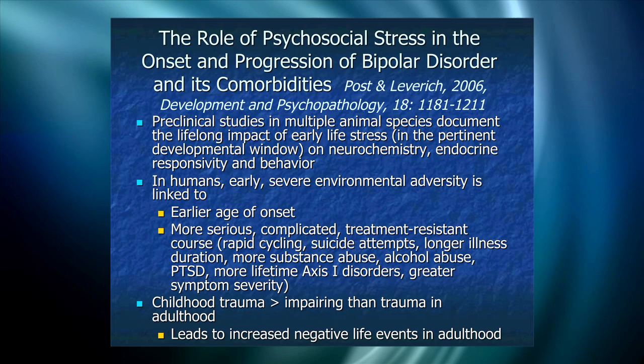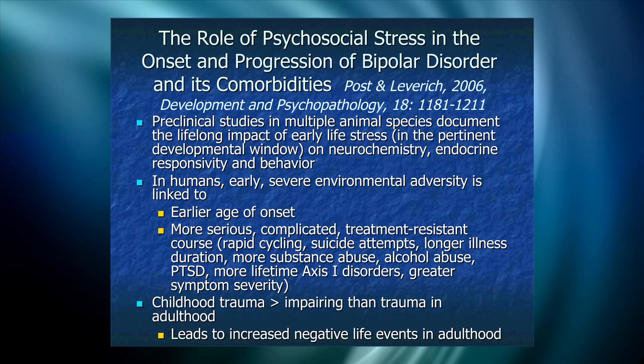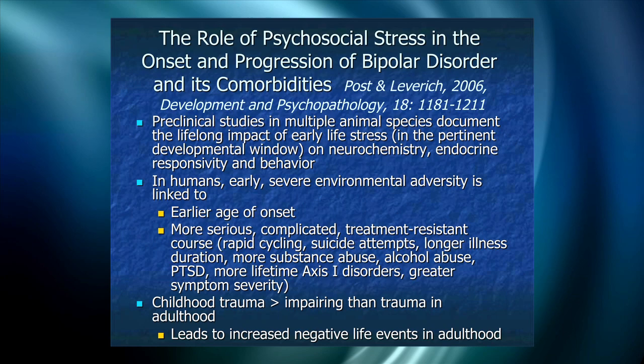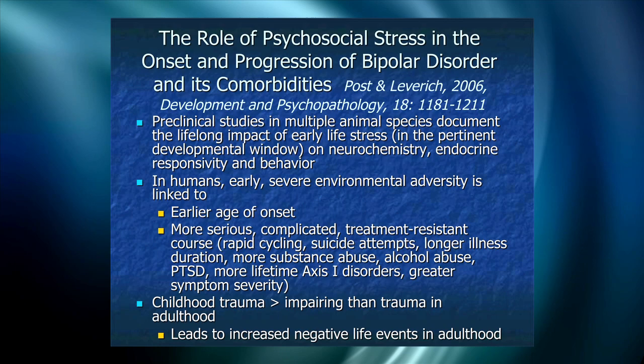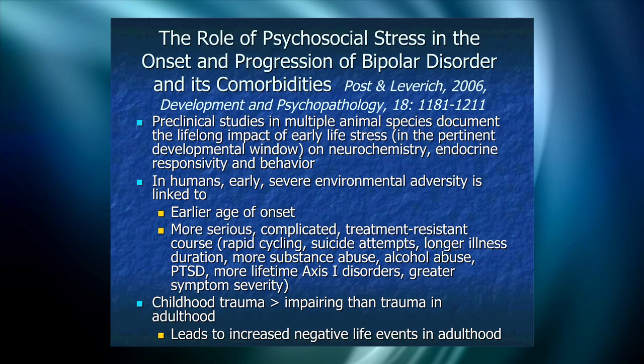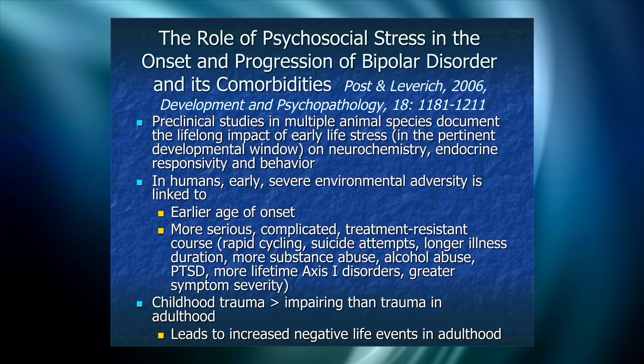So what's the role of psychosocial stress in the onset and progression? Preclinical studies in multiple animal species clearly document the lifelong impact of early life stress, particularly in those pertinent developmental windows. We see this in the neurochemistry, the endocrine responsivity, and behavior. In humans, early severe environmental adversity is linked to earlier age of onset, more serious, complicated, and treatment-resistant course. So we'll see people who will be more likely to present with rapid cycling, suicide attempts, longer illness duration, more substance abuse, alcohol abuse, PTSD, more comorbid lifetime Axis I disorders, and greater overall mood symptom severity. In general, it's a bigger mess.